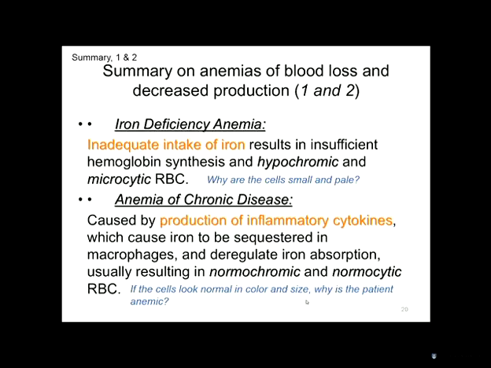Now, in the setting of patients that have severe chronic illnesses, a number of different chronic illnesses that are inflammatory in nature can produce anemias where the cells look normal. They look normal in terms of shape and size. They look normal in terms of amount of hemoglobin per cell, but somehow the number of these cells is reduced because of some of these inflammatory cytokines. So chronic, long-standing inflammatory conditions can lead to an anemia that looks under the microscope as normochromic and normocytic.